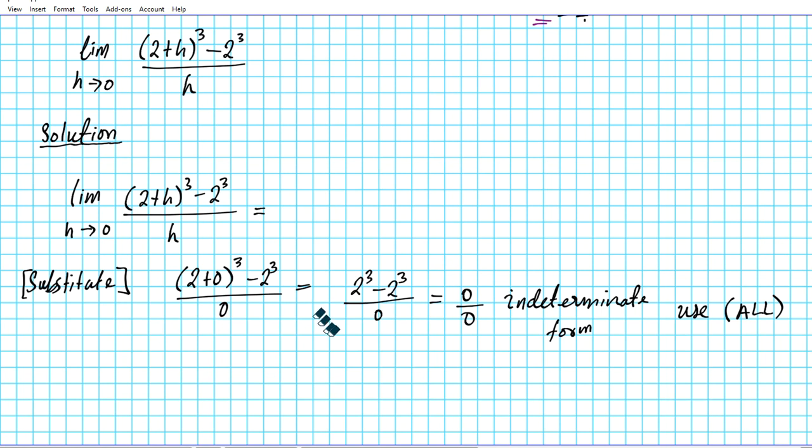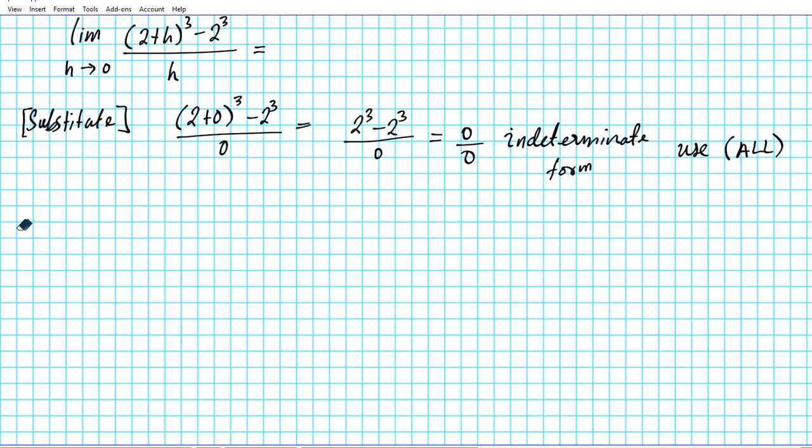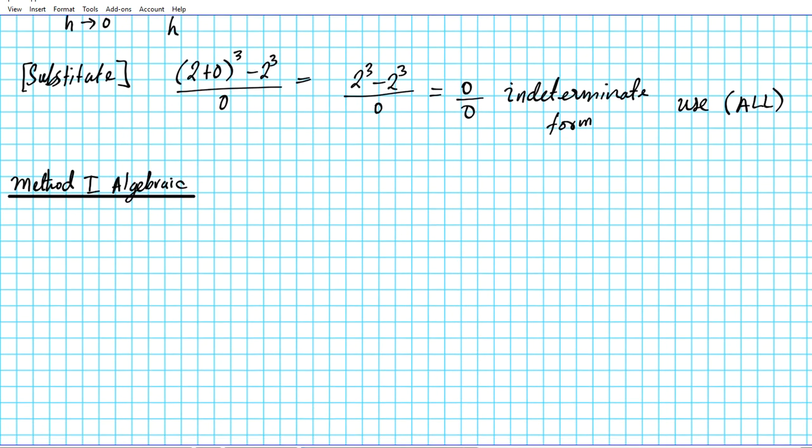Okay, so now we have an indeterminate form. We're going to go ahead and try the three different methods to find limits of indeterminate form. So method 1, we're going to use algebraic manipulation. We don't need trig here because there are no trigonometric identities involved. Some problems involve trig identities, and you have to make use of that in the process. So we have to evaluate the limit as h approaches 0 of (2 plus h) to the third power minus 2 to the third, divided by h.